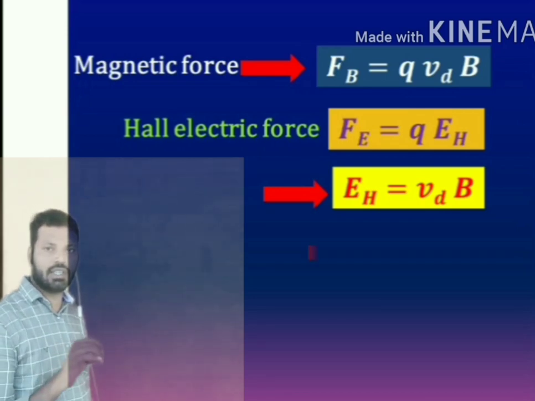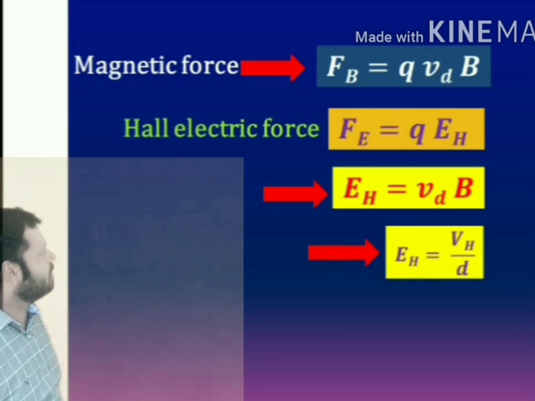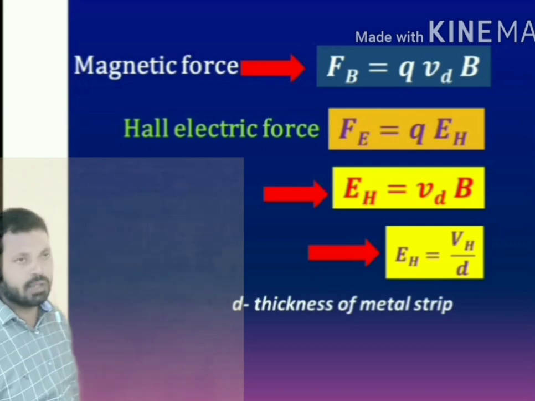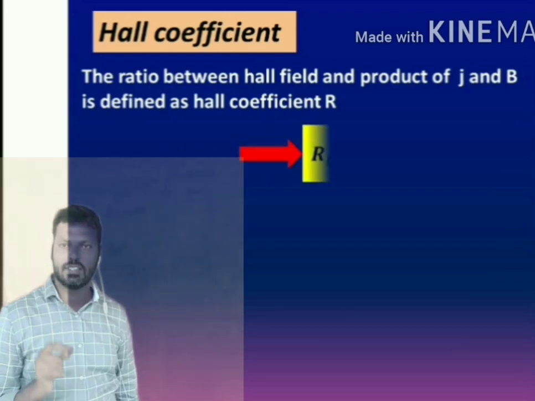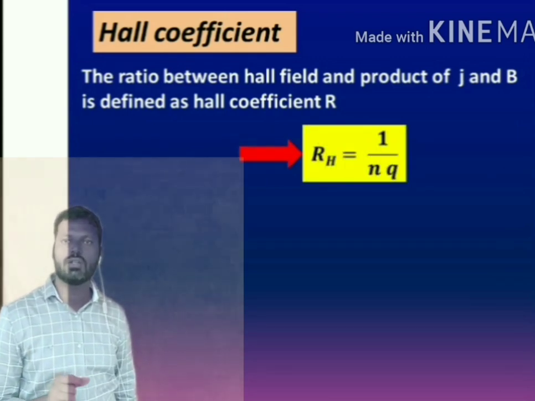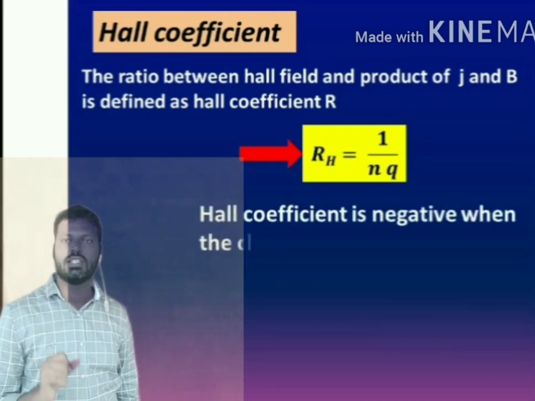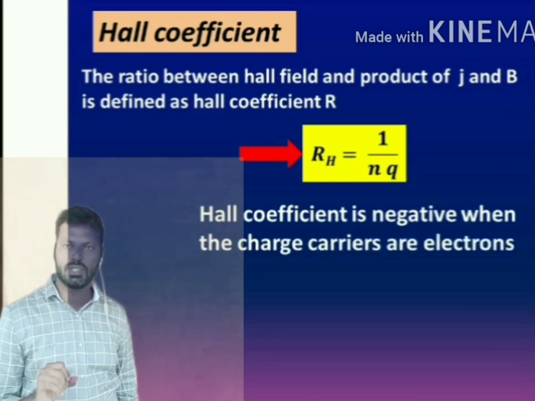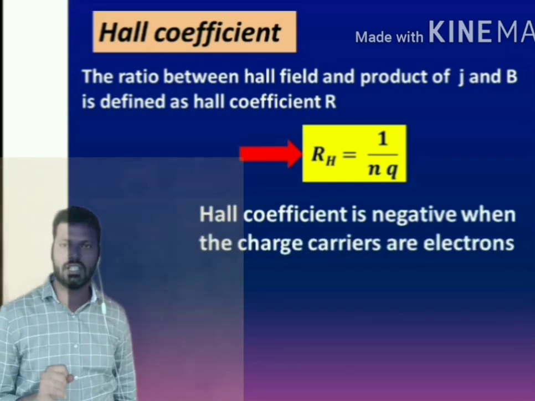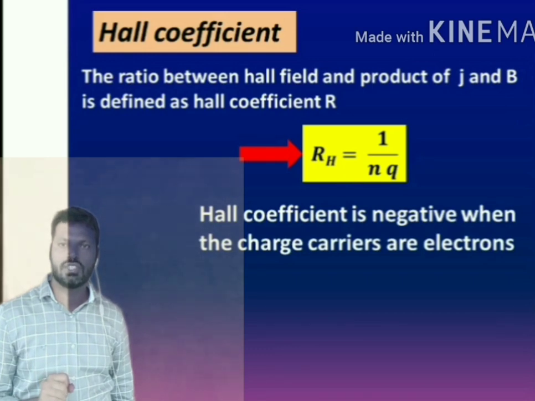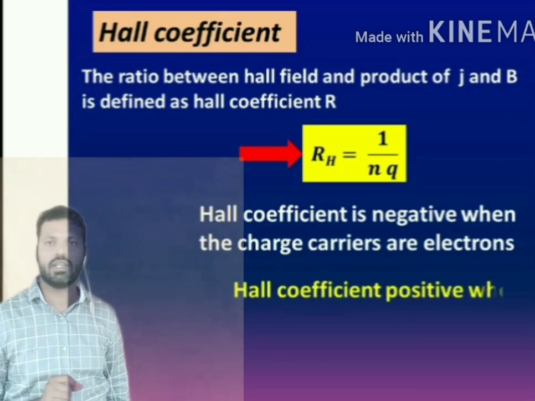From the general relation between electric potential and electric field, EH is equal to VH by d. d is the thickness of the slab. The Hall coefficient RH is equal to 1 by nQ. The Hall coefficient is important here. By determining the Hall coefficient we can find out whether the charge carriers are positive or negative. If the Hall coefficient is negative, then the charge carriers are electrons. If the Hall coefficient is positive, then the charge carriers in the conductor are holes.